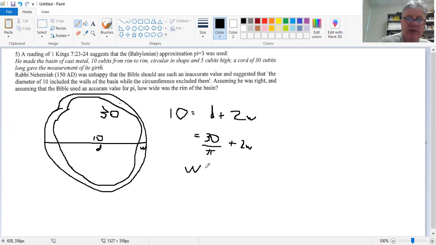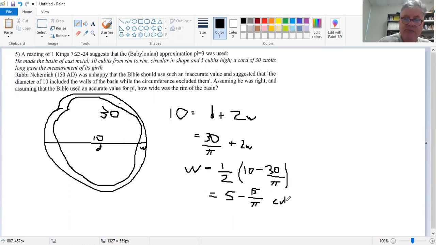So the width is going to equal 1/2 of 10 minus 30 divided by pi, which is 5 minus 15 on pi cubits, which is approximately what? Around 0.225 cubits.